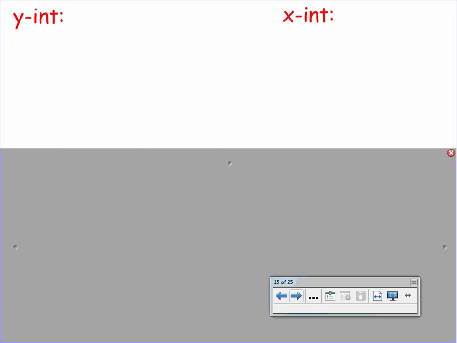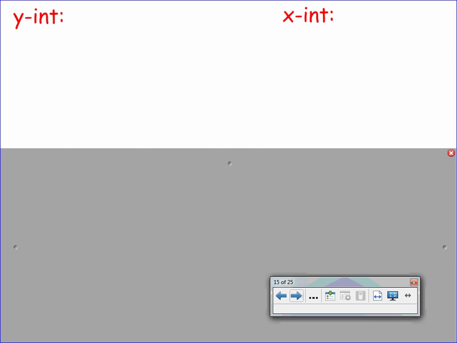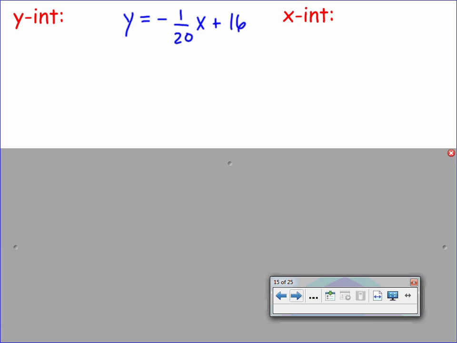All right, let's go ahead and find our y-intercept and interpret it. The y-intercept, if we've got slope-intercept form, is for free. We know 0, 16 is my y-intercept. I'll write my y equals negative 1/20 x plus 16. So my y-intercept would be 0, 16.